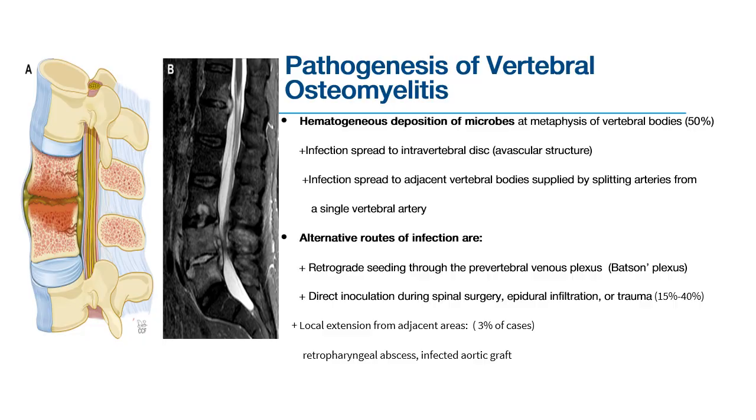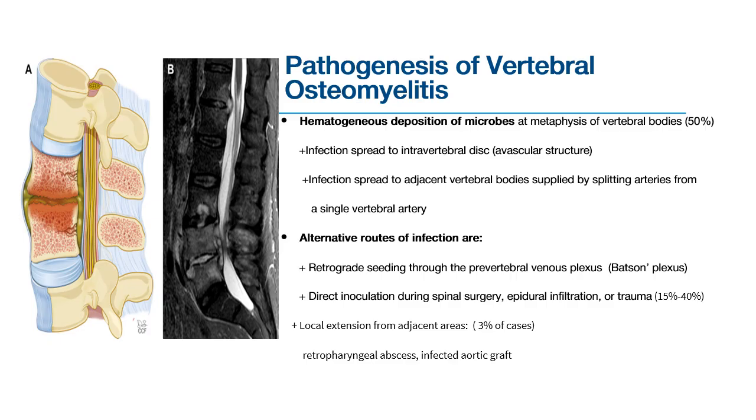Bacterial inoculation in vertebral osteomyelitis occurs through two main pathways: hematogenous seeding, which accounts for 50% of cases, and direct inoculation, which accounts for 15 to 40% of cases. The mechanism can occur after routine spine procedures such as lumbar puncture, discography, laminectomy, discectomy, or any other spinal intervention. Less commonly, bacterial inoculation occurs through local extension from adjacent areas of infection. It's 3% of the cases, including retropharyngeal abscesses or infected aortic graft.